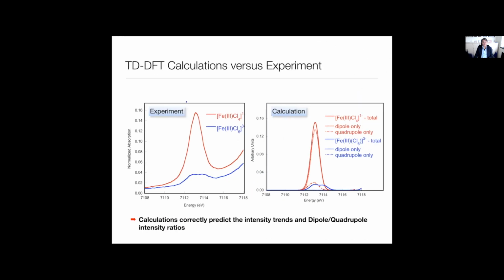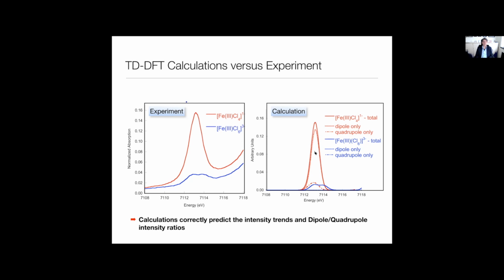which also means that you can use the energy of these features for oxidation state assignments. And by and large, the calculations are really nicely reproducing all of these trends. In almost all cases, most of the intensity comes from the electric dipole. So basically, there is a little bit of p character mixed into the d orbitals through the bonding, and that is what gives the pre-edge its intensity. And only for very symmetric complexes is there a significant quadrupole component that you're sometimes able to pick up.